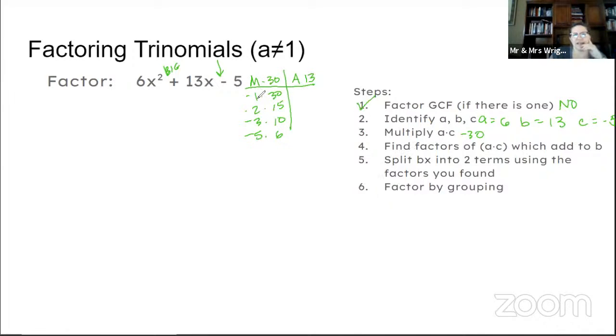So let's see what they add to. This is going to be 29. So that's out. This is going to be 13. That's the one. So let's write it over here, 6x squared. That stayed exactly the same. We can cross it out. 13x is going to split into -5 and a +6.